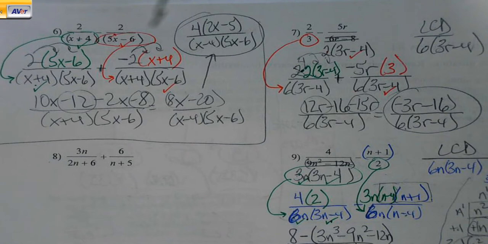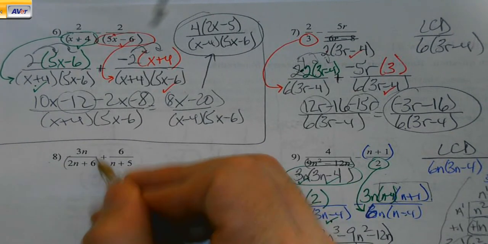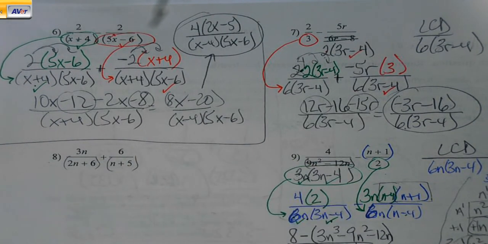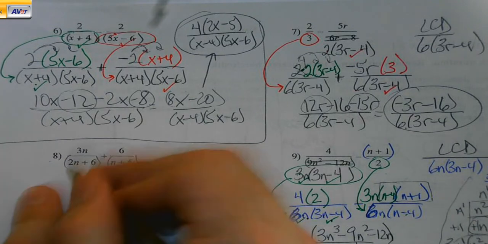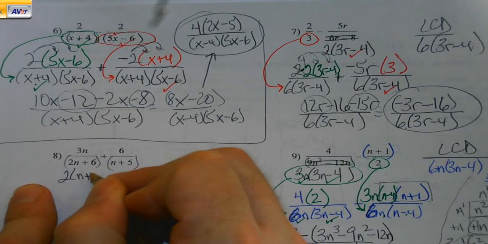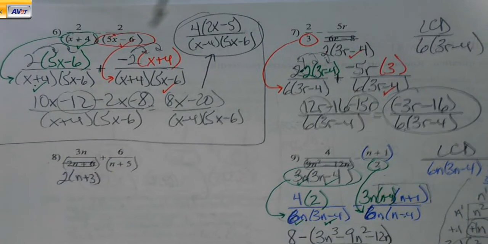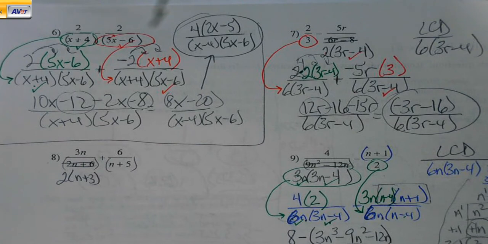Number 8, I'm going to help you build the LCD, but then I'm going to leave you on your own with it because it's really similar to number 7. So I've got my parentheses. Before you start building your LCD, is anything factorable? Mm-hmm. 2 out of there. Now I can start building.